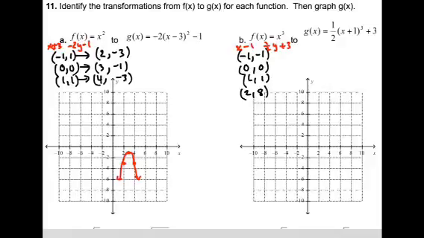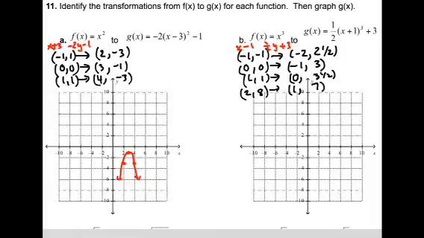Okay, so 2 things. So let me just draw the arrows that connect. So -1 minus 1 is -2. -1 times 1/2 is -1/2 plus 3, that's 2.5. 0 minus 1 is -1, and then this is 3. 1 minus 1 is 0, and then 1/2, that's 3.5. And then 2 minus 1 is 1. Half of 8 is 4, 4 plus 3 is 7.